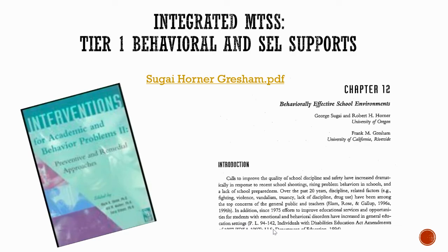While this course is intended to have a focus on the importance of effective Tier 1 academic instruction for all, integrated MTSS also includes the importance of effective Tier 1 behavioral and social emotional learning supports. As you work through this course, you might consider remodeling PBIS behavioral or SEL units of study that occur in Tier 1. By following the link on this slide, you will access an article from Sugai, Horner, and Gresham from 2002 that helps elucidate this aspect of MTSS.